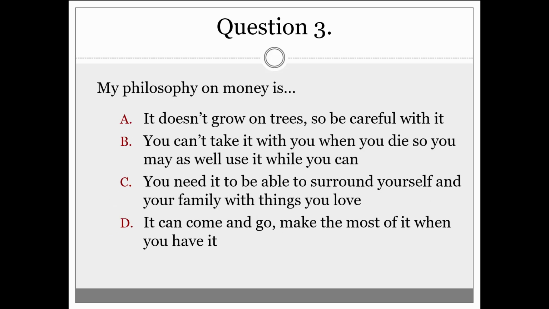Question 3. My philosophy on money is A, it doesn't grow on trees, so be careful with it. B, you can't take it with you when you die, so you may as well use it while you can. C, you need it to be able to surround yourself and your family with things that you love. Or D, it can come and go, so make the most of it when you have it. Whichever one best describes you, write that letter down next to number 3 on your sheet of paper.